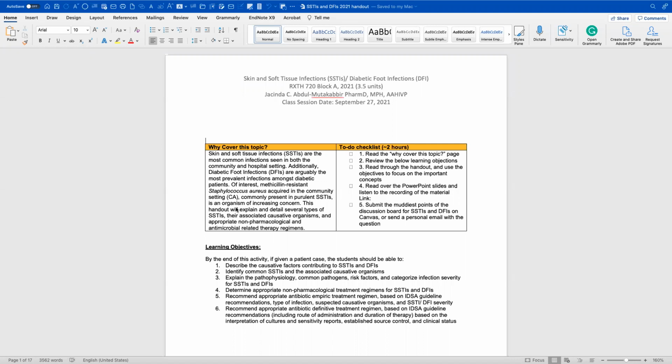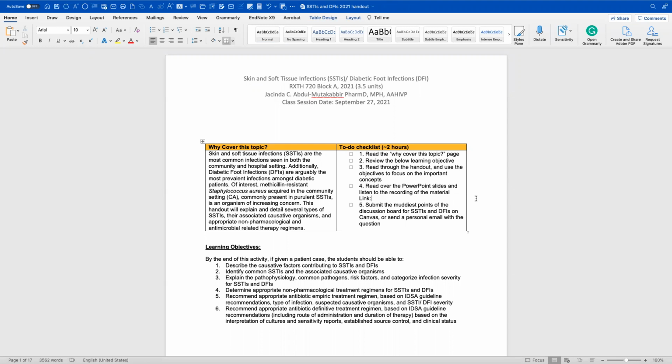So the to-do list for this would be: make sure you read why we're covering the topic. You want to make sure that you review the below learning objectives. You want to read through the handout. You want to use the objectives to focus on the important concepts. And then you want to read over the PowerPoint slides and listen to the link, of which I will place right in here for you all to find.